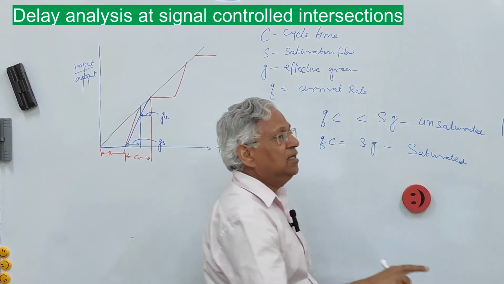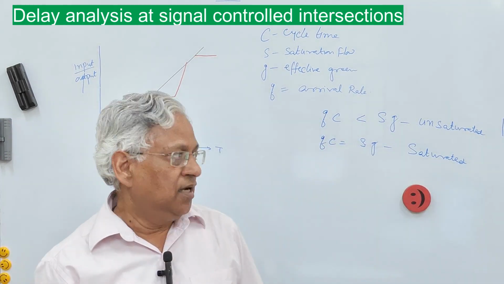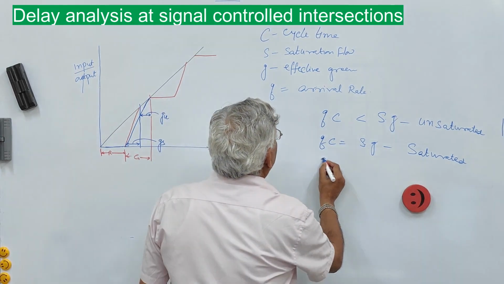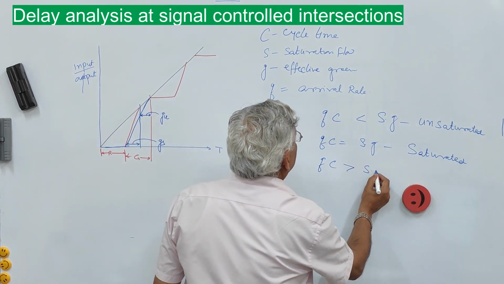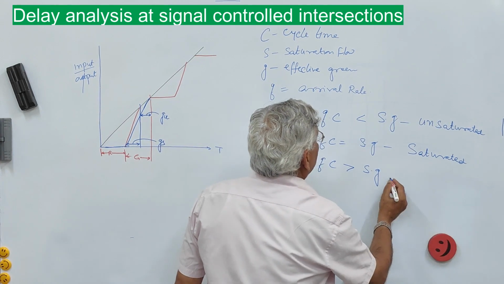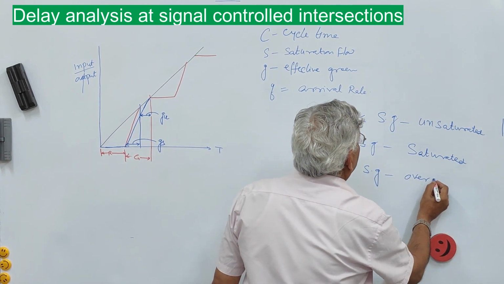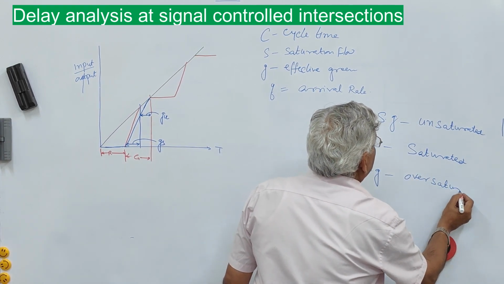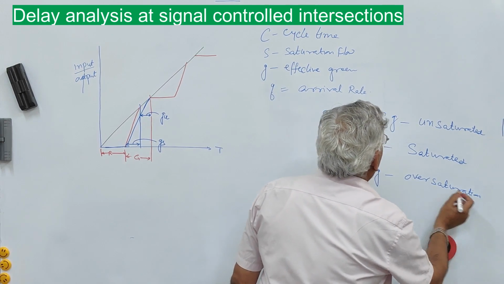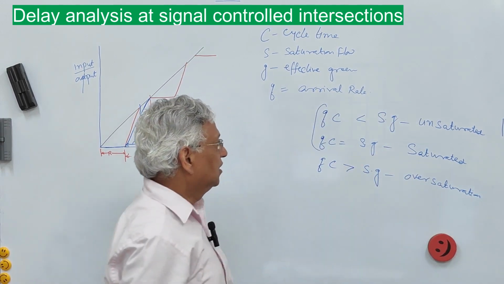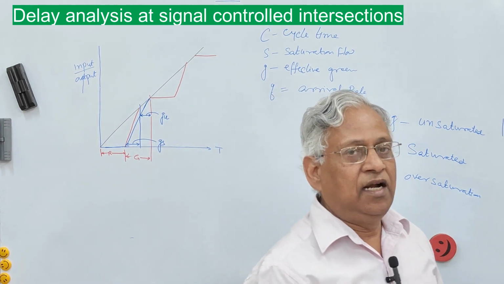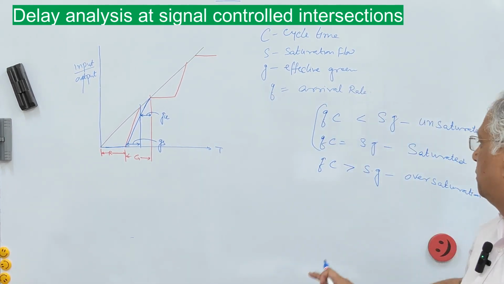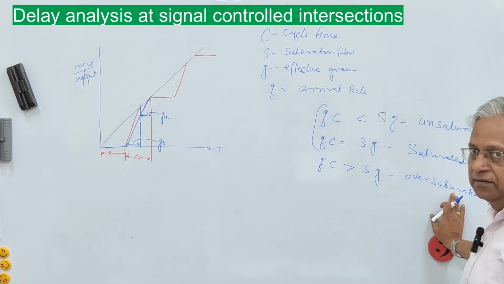When the entire green is saturated. And third could be when the arrival is more than departure. That is a situation which we call oversaturation. Today, in this session, we will discuss these two cases, unsaturated and saturated. And in the next part, I will tell you about oversaturated cycles.